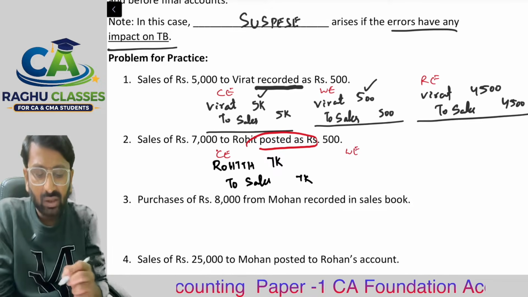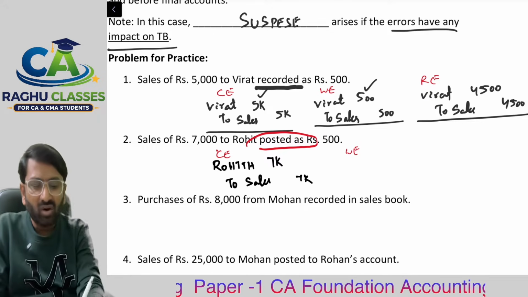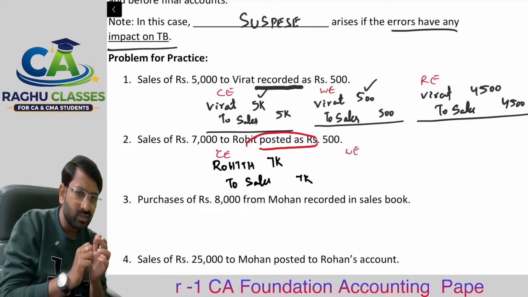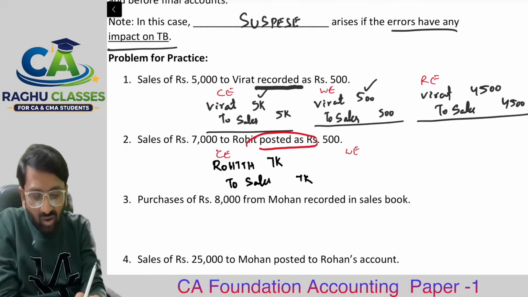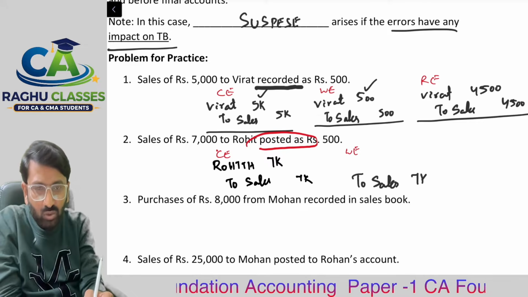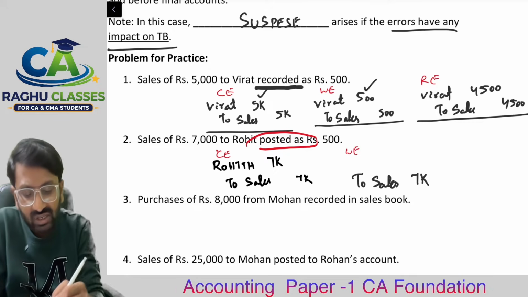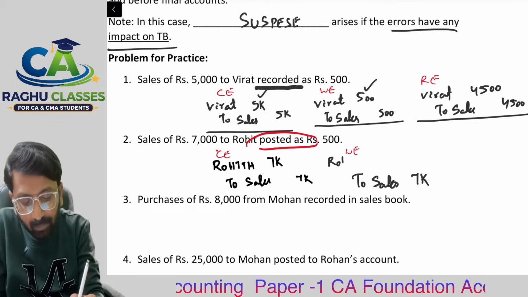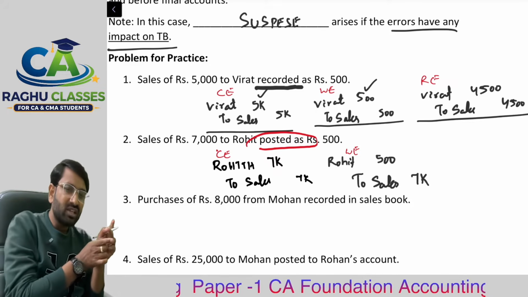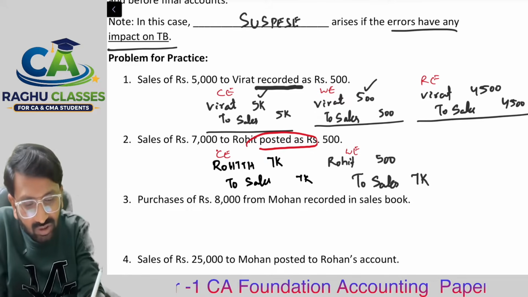This one is posted as 500, which means recording is done correctly. And if recording is done correctly, this particular transaction we would have recorded in the sales book only. And since the recording is done right, can we say there is no problem in the sales account? So at sales account level, there's no problem. 7,000 you have recorded correctly. But instead of posting 7,000 to Rohit account, by mistake, it is posted as 500. So recording is done for 7,000, whereas posting is done for 500. So obviously your trial balance will not tally.